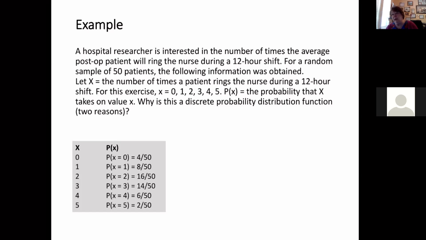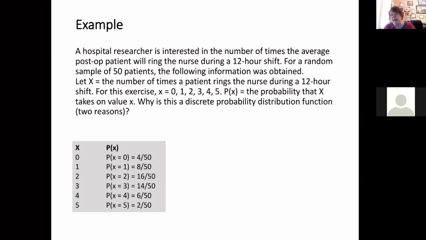Then what's the probability that we get X of 0? Well, we had 4 patients out of the 50 that didn't ring the nurse in the 12-hour shift. So the probability that the random variable takes on the value of 0 is the relative frequency of that, or 4 out of 50. What's the probability that the random variable takes on the value of 1? What's the probability that a patient only rang for the nurse once during a 12-hour shift? Well, the relative frequency of that was there were 8 patients who only rang the nurse once. So it's 8 out of 50.